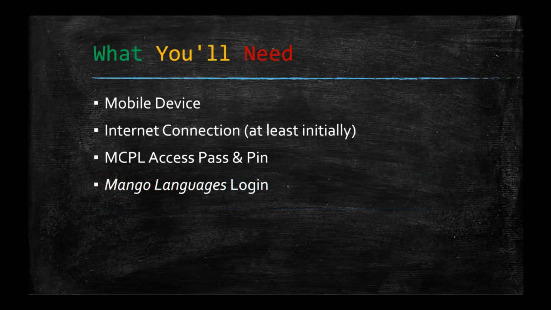So what you're going to need, you'll need a mobile device. It can be an iPad, tablet of any kind, your mobile phone, as long as it's a smartphone. You'll need an internet connection, at least initially, to get the app going and loaded. You may need it longer, I'm not 100% certain. You will need your MCPL access pass and PIN. Your access pass is your library card number. And then you're going to need a Mango Languages login, which you can create when you first get started. And so with that, let's hop into the app.